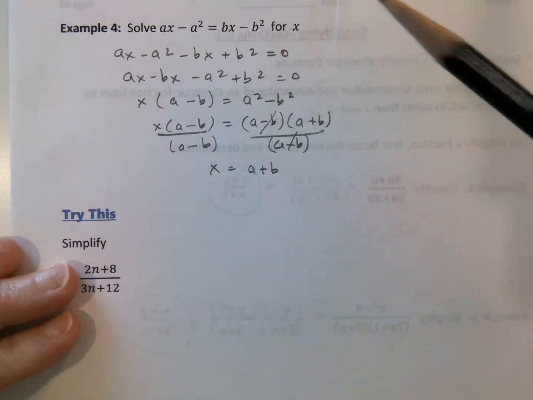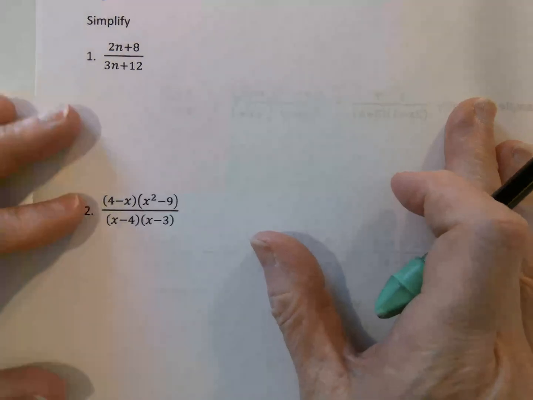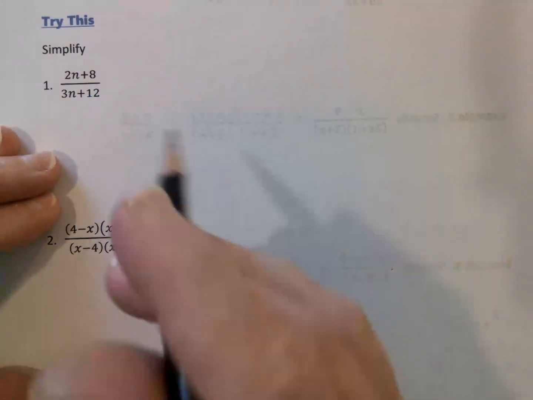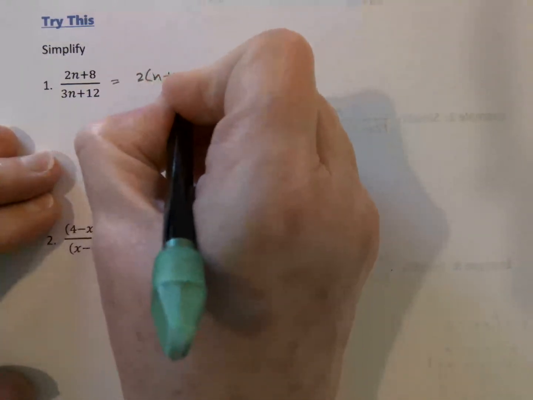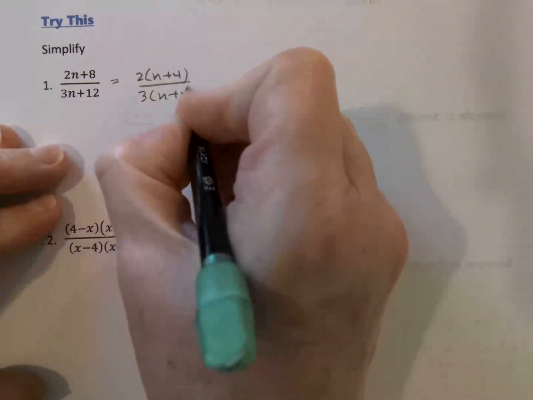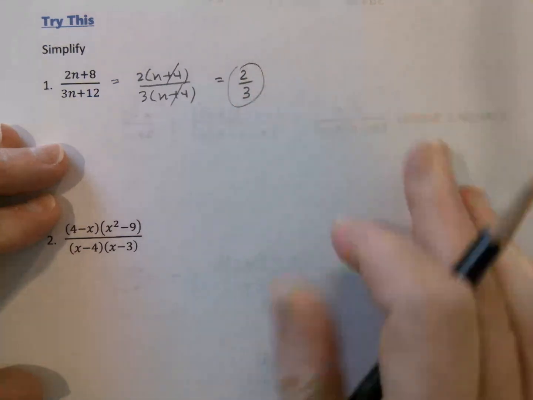Okay, so this involved a bunch of stuff. It involved factoring and it involved just solving the equation. All right, let's look at our try this. Simplify. Okay, remember, before we simplify it, we have to factor completely. So for the numerator, I can factor out a 2, and that gives me n plus 4. For the denominator, I can factor out a 3, and that gives me n plus 4. The n plus 4s will cancel out, and I'm left with 2/3.